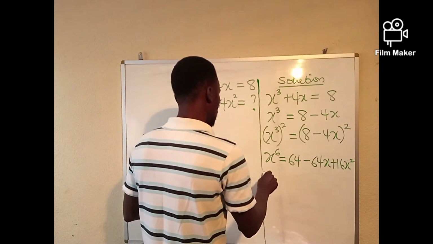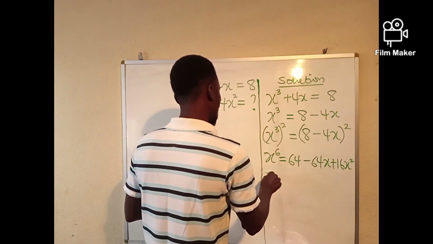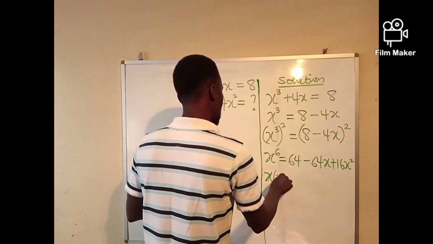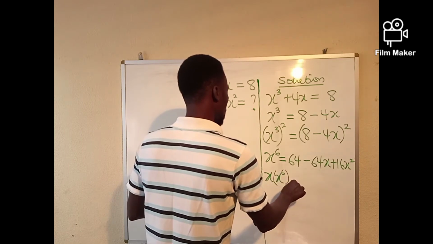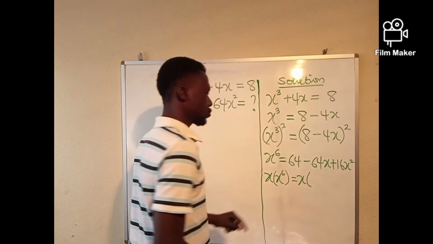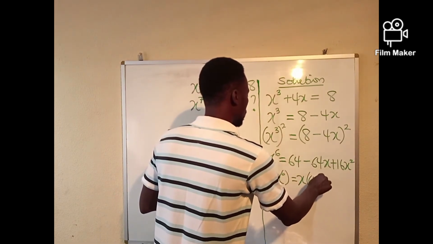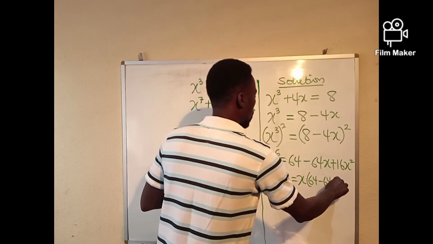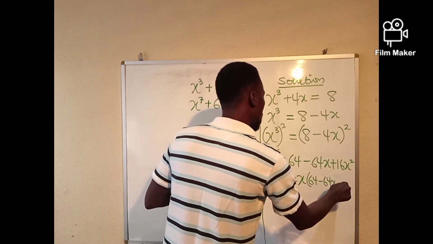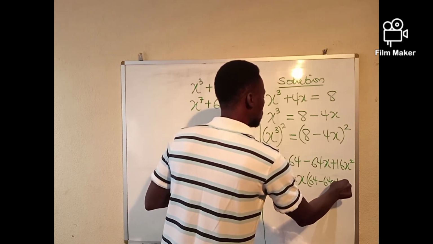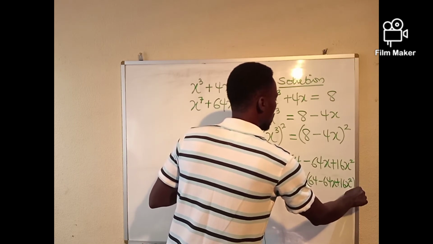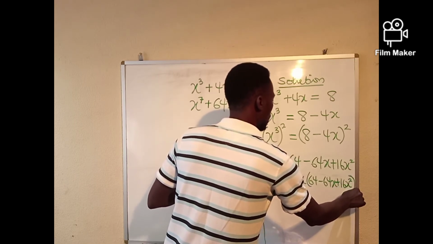So here, we're going to multiply both sides by x. So we multiply this x to the 6 by x. And then we multiply this trinomial also by x. So this is going to be 64 minus 64x, minus 64x plus 16x squared. Oh, we bring a bracket over here.